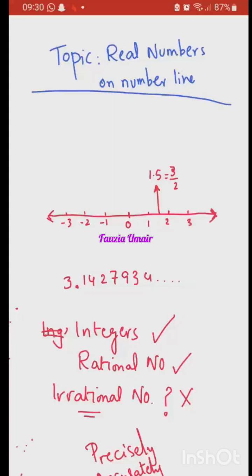If I round off this irrational number 3.1427934 to 3 decimal places, it will be 3.143. Now I can locate 3.143 on the number line, but we cannot locate 3.1427934, because that has no pattern, no sense of repetition. So I hope this point is clear.